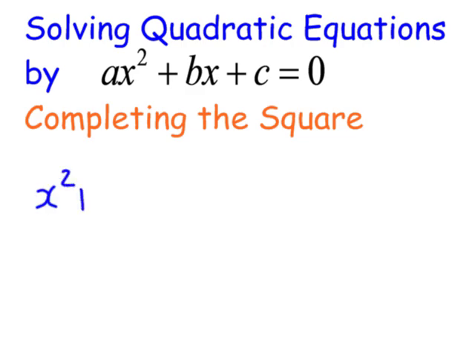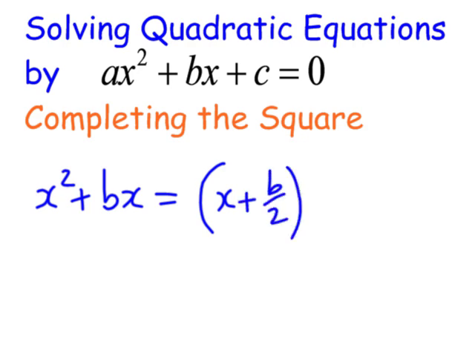Whenever we see x squared plus bx, we are always going to replace it by the completed square, which is x plus b on 2, squared. Now obviously if it was a minus, it would be a minus. Then this is always minus b on 2, squared. Okay, we always subtract off.